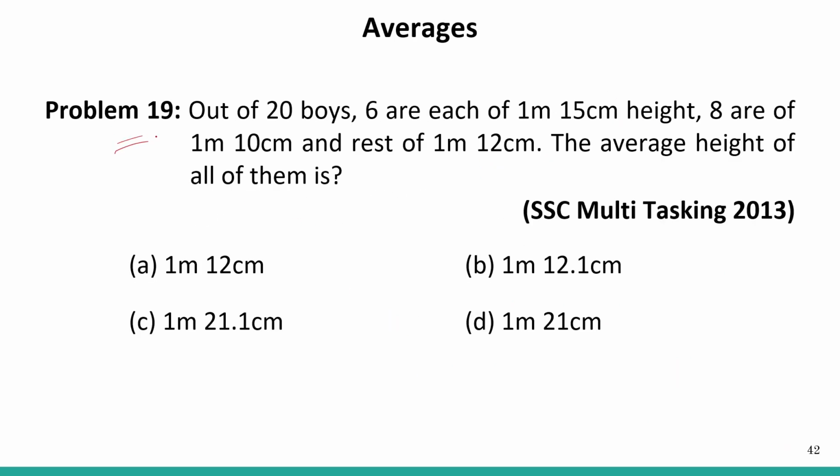So let's go forward with problem number 19. Out of 20 boys, 6 are each of 1 meter 15 centimeter height, 8 are of 1 meter 10 centimeter and the rest are of 1 meter 12 centimeter. So the average height of all of them is what? This question appeared in the SSC Multitasking 2013 paper. So is it 1 meter and 12.1 centimeter or any one among the other options?